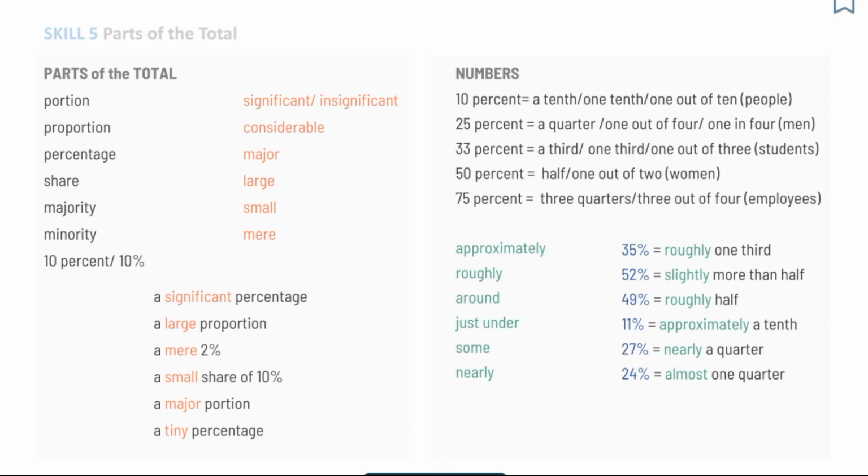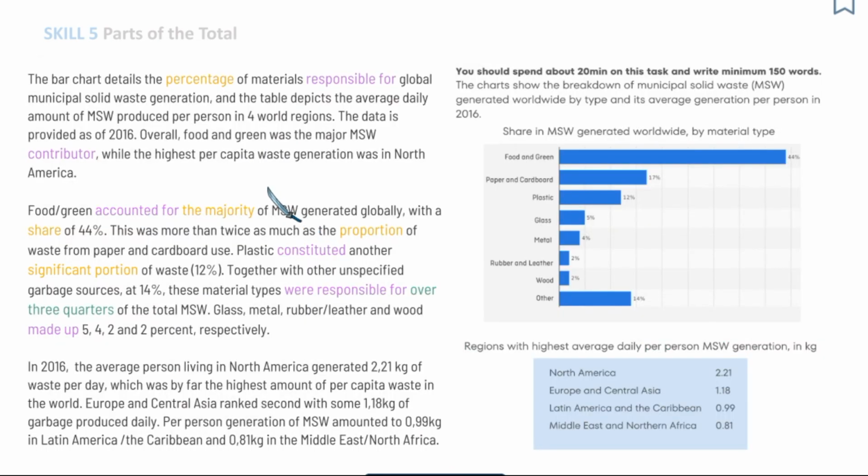And in this report, I have highlighted the words that I have used. So I have used percentage, the majority, share, proportion, and significant portion to refer to parts. I have also used these words in purple: responsible for, contributor, accounted for, constituted, were responsible for, and made up. As you can see, I have used pretty much all the synonyms that I knew.